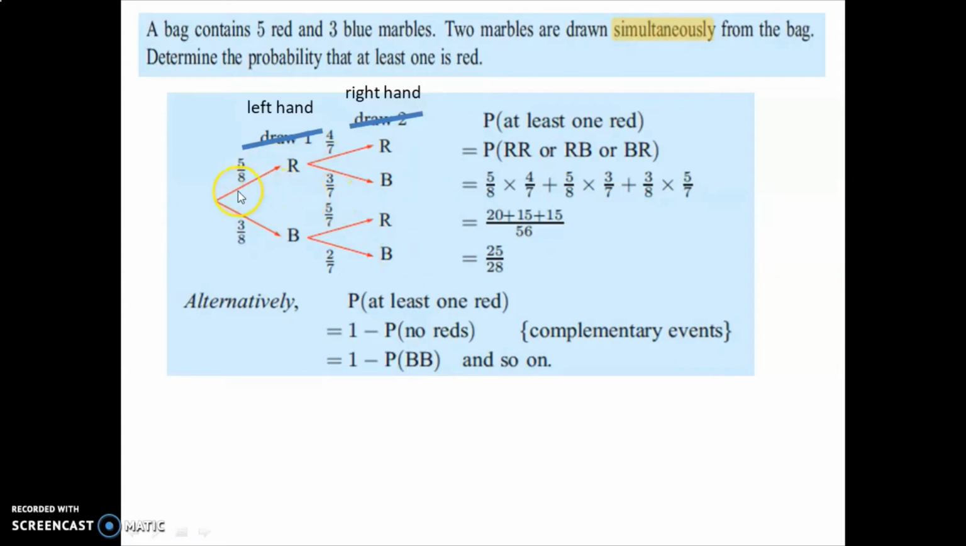So what we have to do is multiply the probabilities along one path, basically saying this happens, then this happens, and then add up those 3 paths. So here's your first path, 5/8 times 4/7, plus another path that leads to 1 red, which is 5/8 times 3/7, plus the third path that leads to 1 red, which is this path here. Add all those up, you get 25 out of 28.